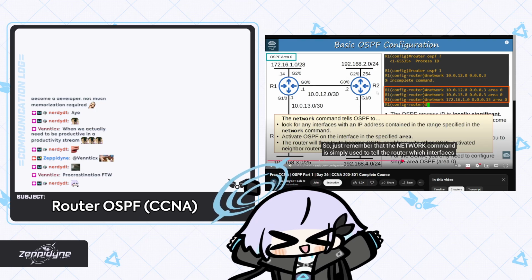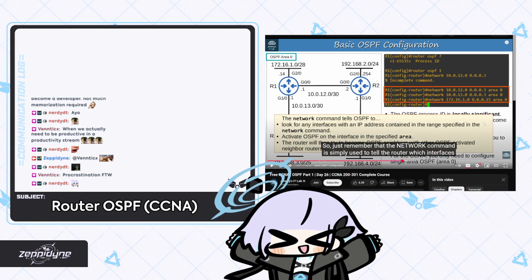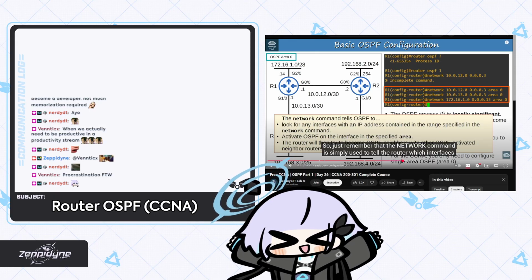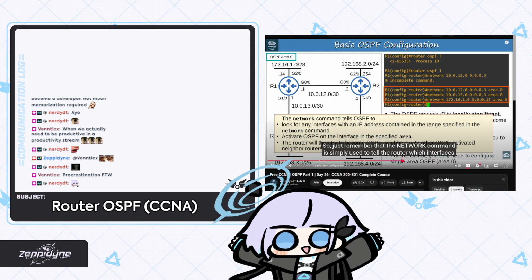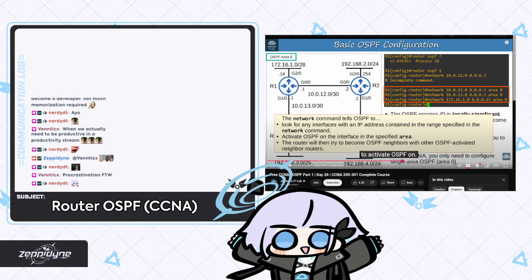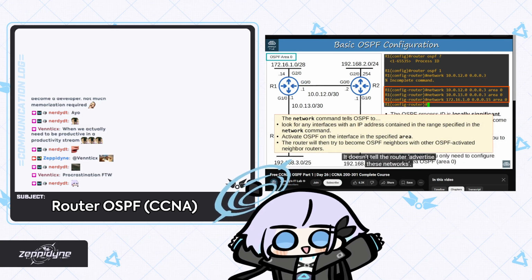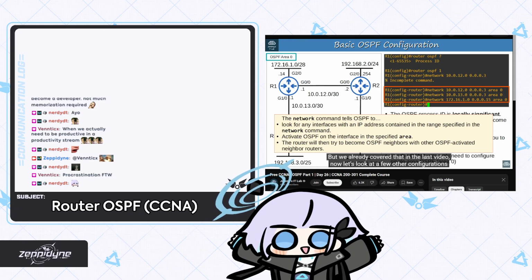And they have their own network too, with their own devices. That's not a real example, but it's the easiest way to explain it. Okay, moving on. The network command is used to tell the router which interfaces to activate OSPF on. It doesn't tell the router to advertise these networks, but we already covered that in the last video.